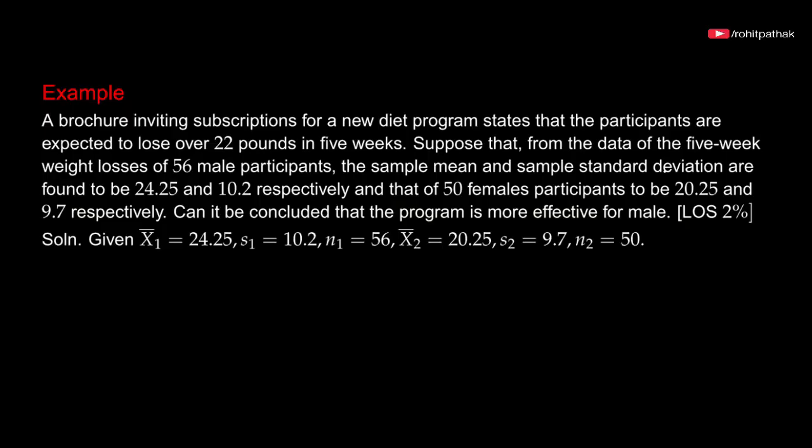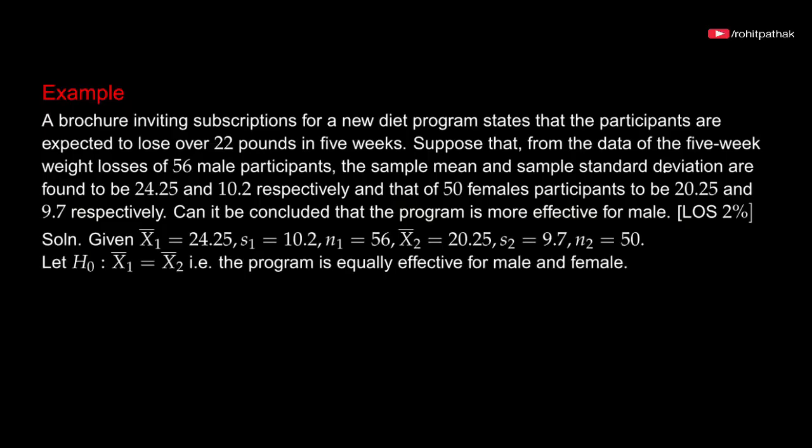S2, the standard deviation of the weight loss, is 9.7, and N2 is the sample size of the females. Here we set H0 as x1 bar equal to x2 bar, that means the program is equally effective for male and female. That means the claim of the brochure is true. And H1 is x1 bar greater than x2 bar, that means weight loss in men is greater than that in female.